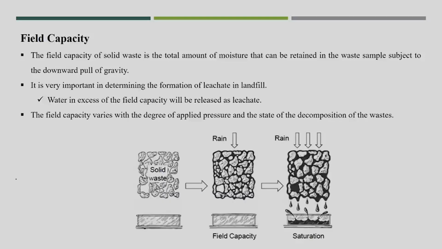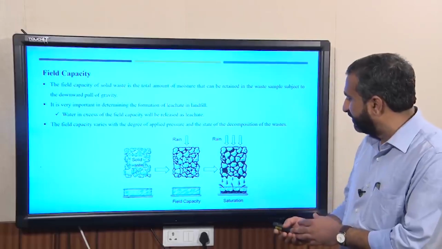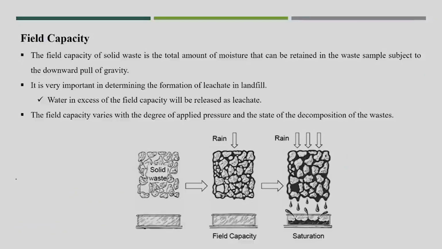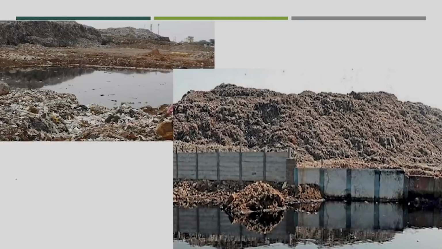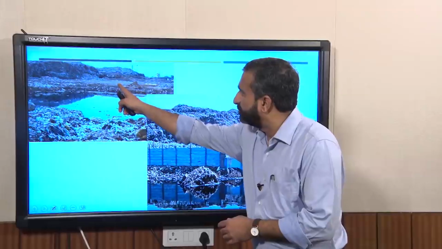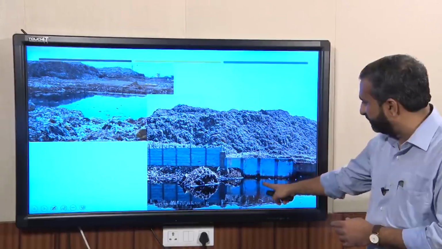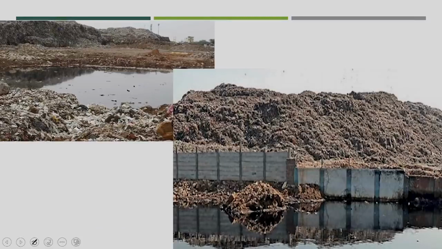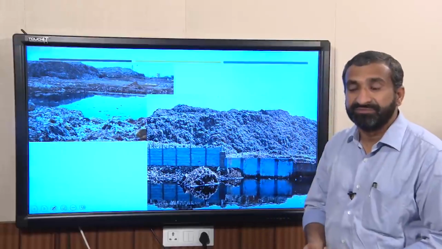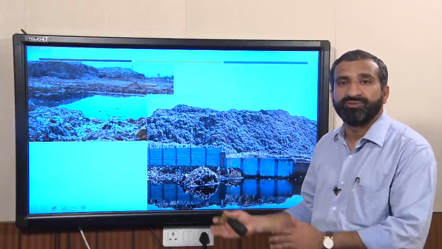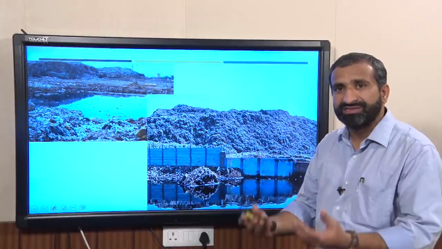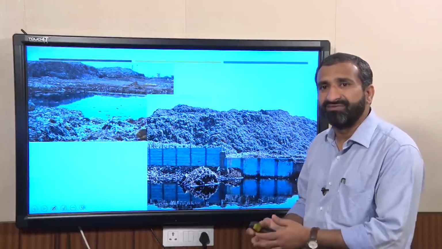You can understand this analysis from this photograph. When rain falls on the solid waste at the disposal site, leachate is produced, and that is related to the field capacity. I will show you some photographs. These are the leachate produced after rain on the solid waste. This is also one of the photographs of leachate. If you know this quantity before the waste goes to the disposal site, you will be able to design the collection facility and treatment facility for the leachate.